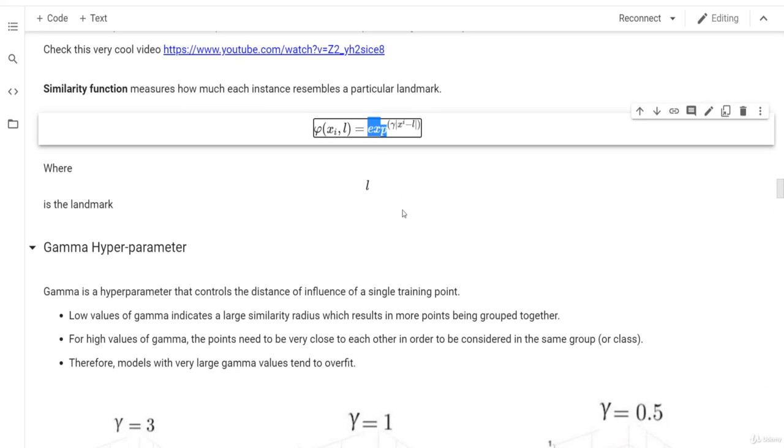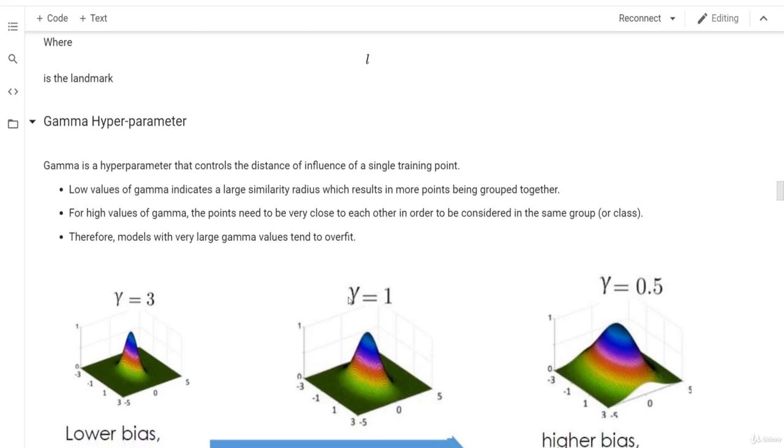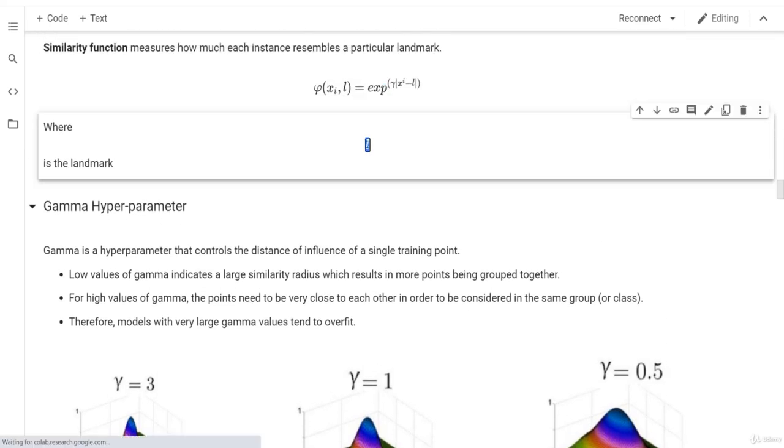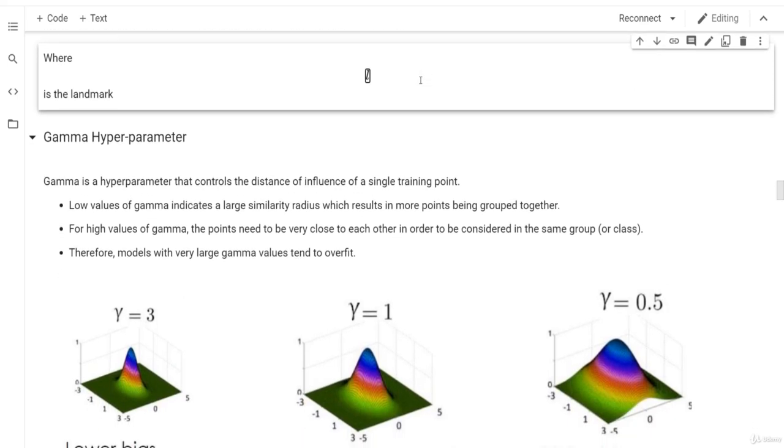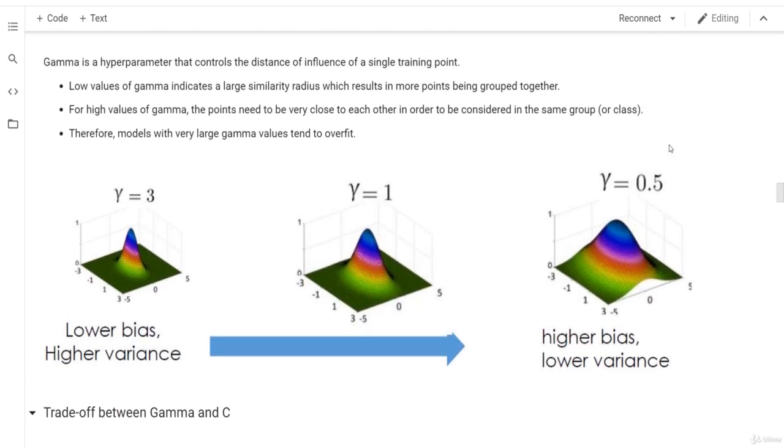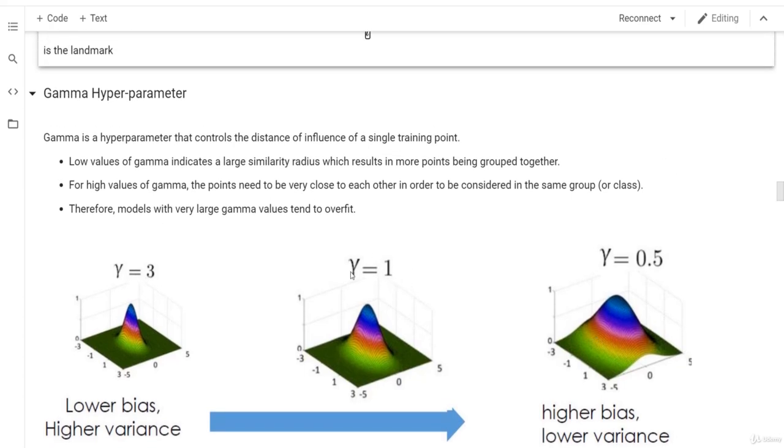Now let's talk about gamma. Gamma is basically a hyperparameter that controls the distance of influence of each single training point. So what does this mean? Let's look at gamma with a specific example, let's say that L is 0. So basically e power gamma x. Let's see if gamma is 0.5, if gamma is 1, and if gamma is 3.